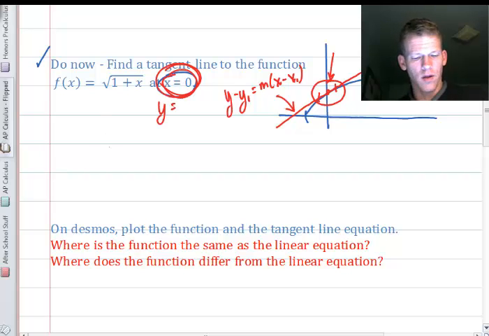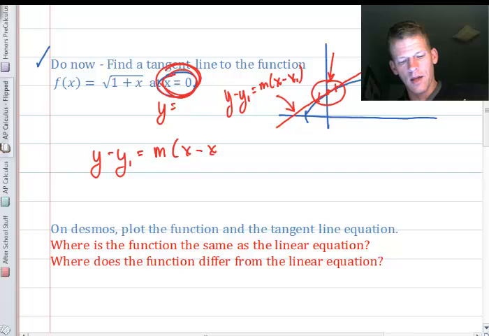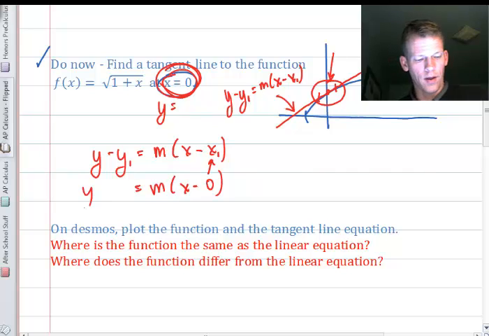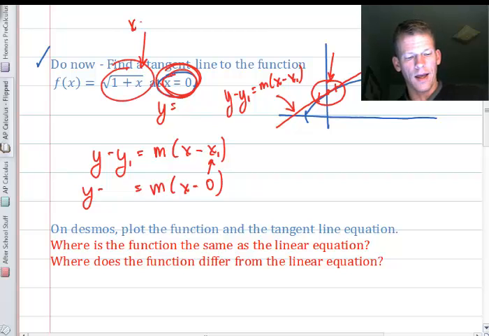Okay, so here, let's write out the equation. y minus y1 equals m times x minus x1. And I'm going to replace the x1 with, you probably guessed it by now, 0. I'm going to replace the y1 value with what this function is when I plug x equals 0 into that. So you guessed it, y minus 1.